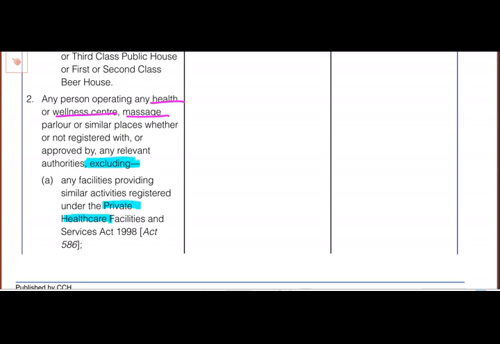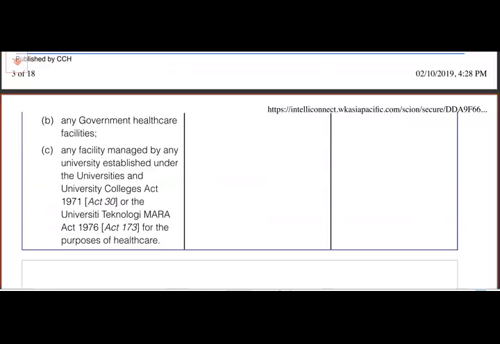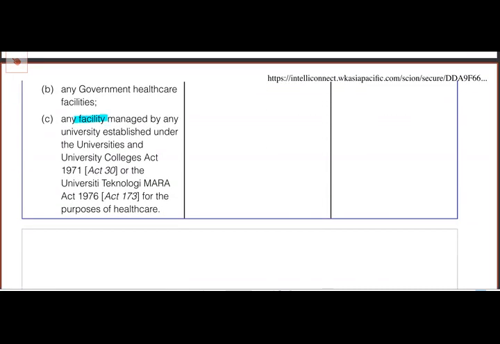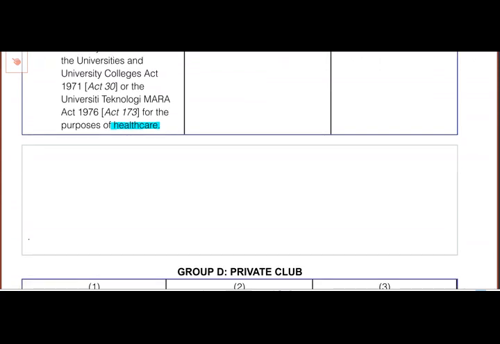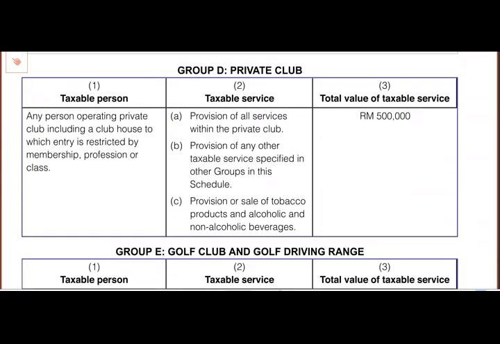Now, that's the proper one. Okay? Private healthcare. So, let's say in the healthcare center, they have a physiotherapy center. Now, that is not required because it's under hospital, all right? They exclude it. And if the facilities are being managed under university or colleges for healthcare purpose, they are also excluded.